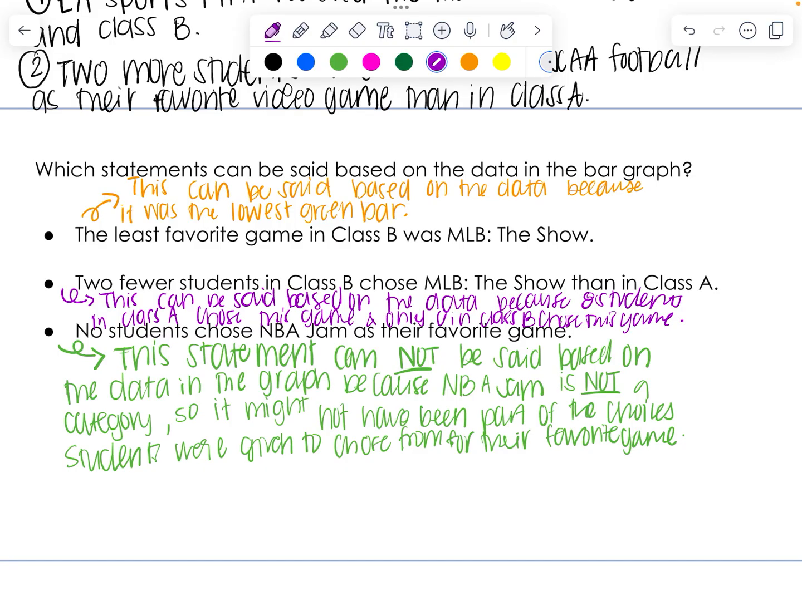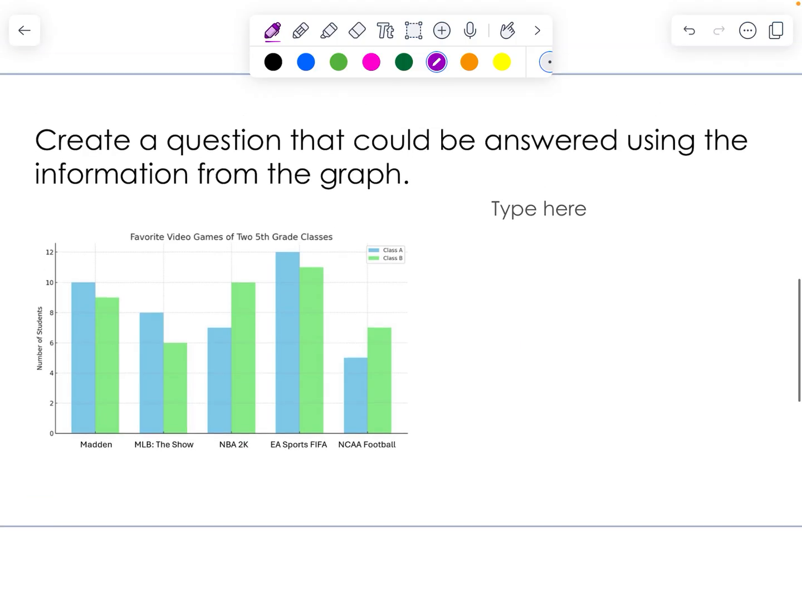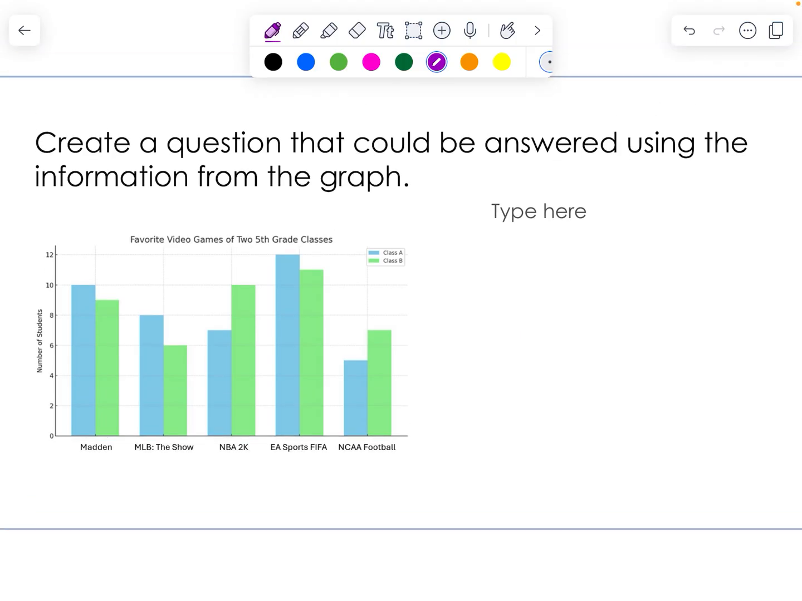Next, y'all will complete this on your own, where you're going to create a question that could be answered using the information from the graph. However, I want to close with letting y'all know that when we are presented with any type of graph, we want to take a moment to read the graph and get an understanding of what data is being shown. Once we have an understanding of the data in the graph, we can work on answering or asking any question. We can also write statements based on the information in the graph.